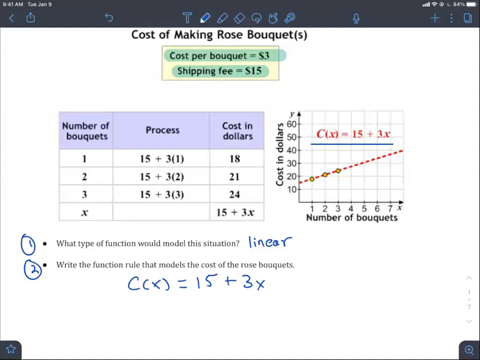So the cost is the investment. This is how much money they have to spend in order to get the supplies to start selling said bouquets. Okay, this is the amount of money they have to invest into this project so that they can have the bouquets to sell. So we have our linear cost function, C of x equals 15 plus 3x.